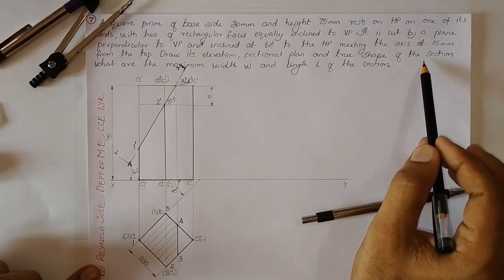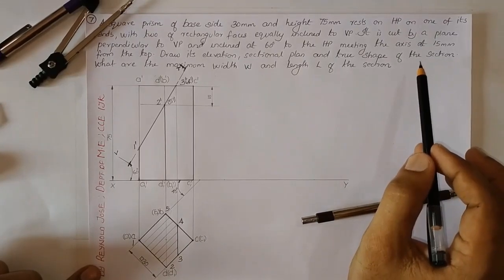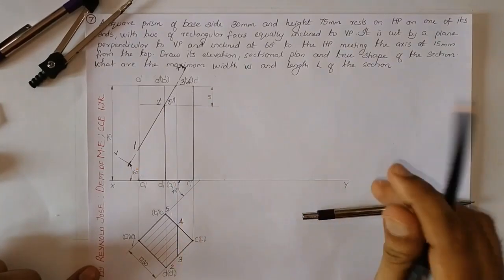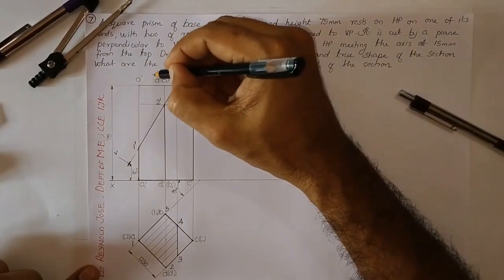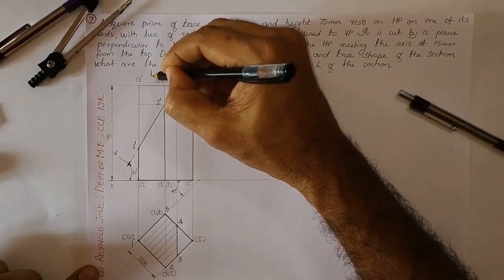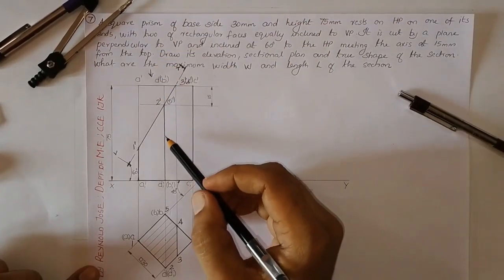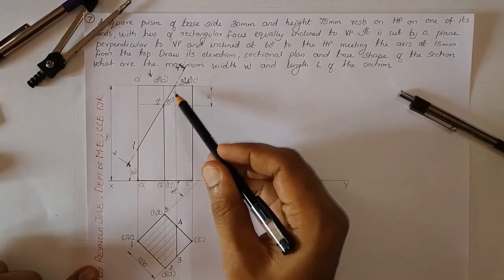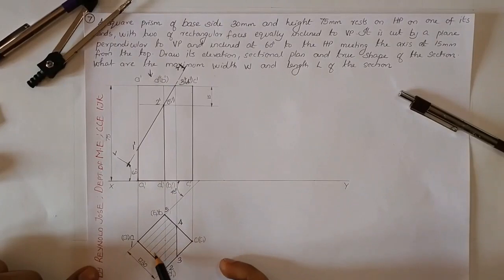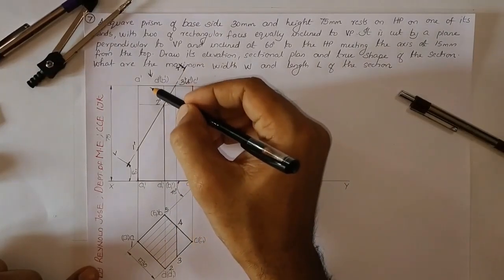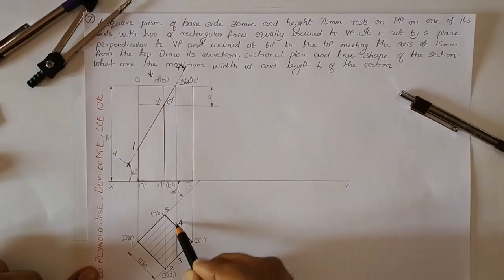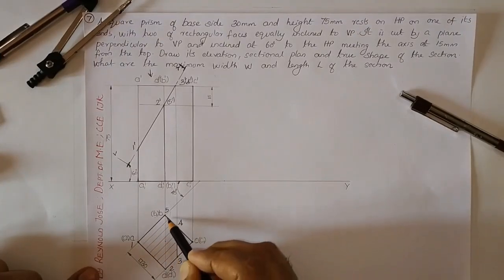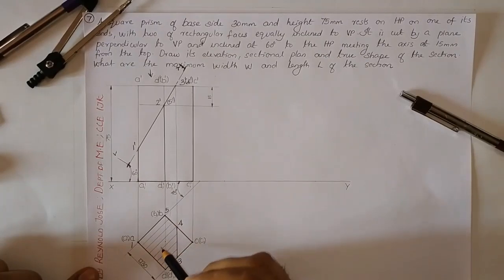So why do we require to draw the true shape of the section in this problem? Here we have got an inclined section plane, and when you are observing this solid from the top, that is from this direction, you won't be able to get a clear idea of the section surface, which is 1 dash, 2 dash, 3 dash, 4 dash, 5 dash, 6 dash. So this area, when you're observing it from the top, you won't be able to get the clear idea of this area, or the true dimensions of this area.